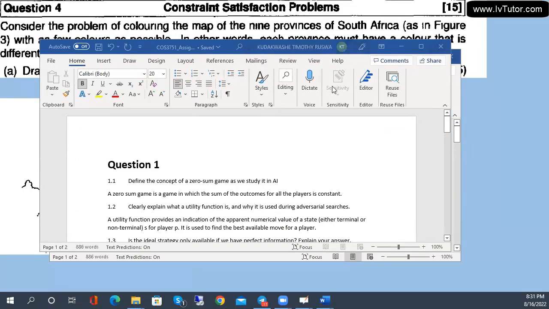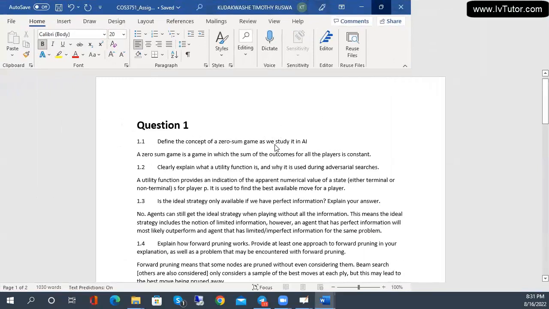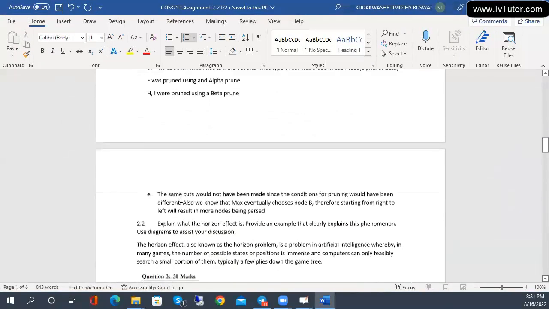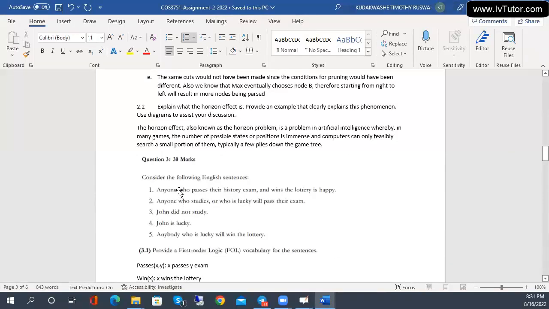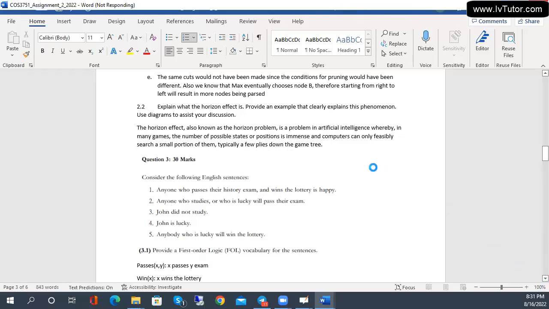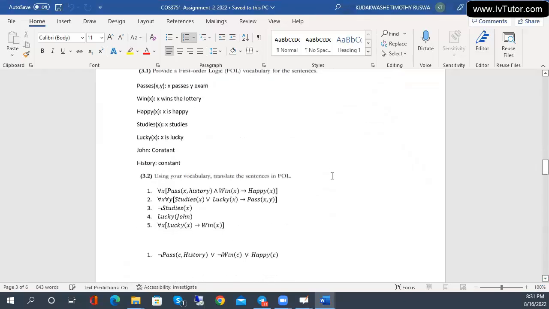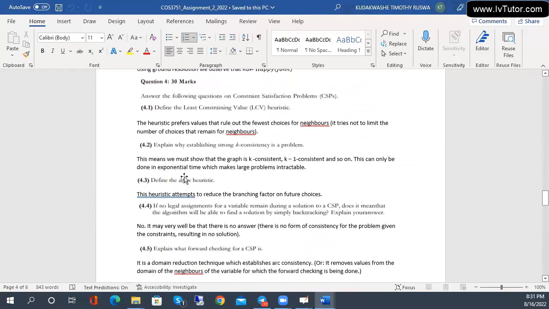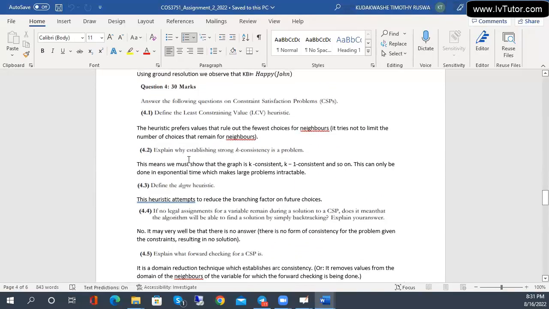Anyway, I just wanted to bring your attention to a question on constraint satisfaction problems in the assignment, Question 4. It says: explain why establishing a strong K consistency is a problem. I think we can look at that and then move on.